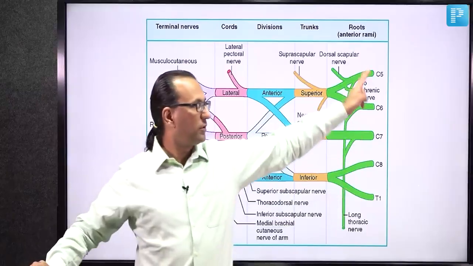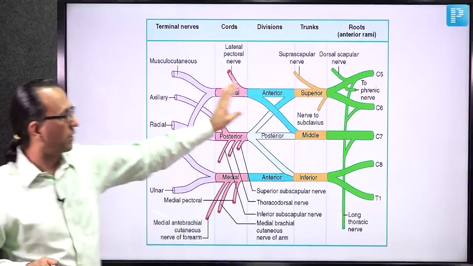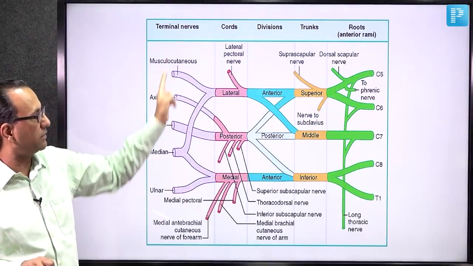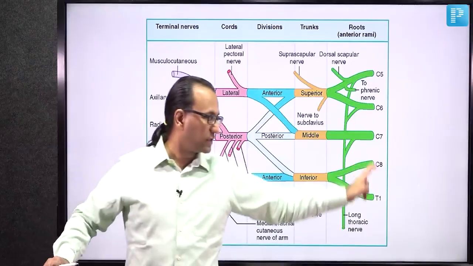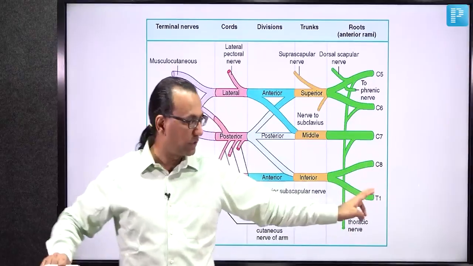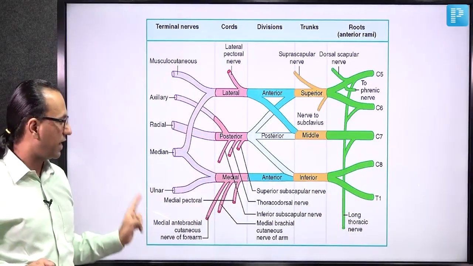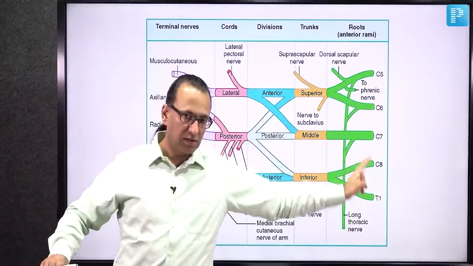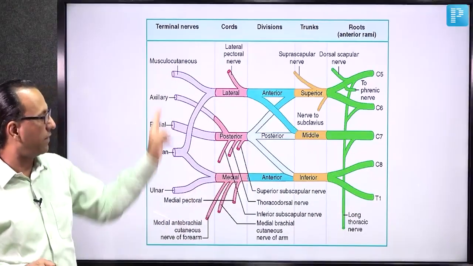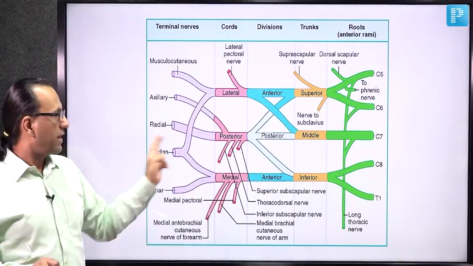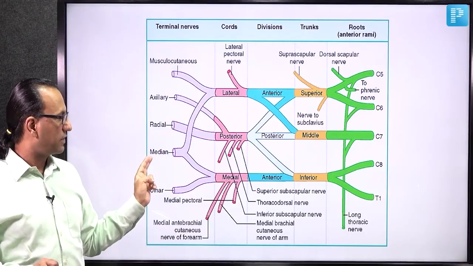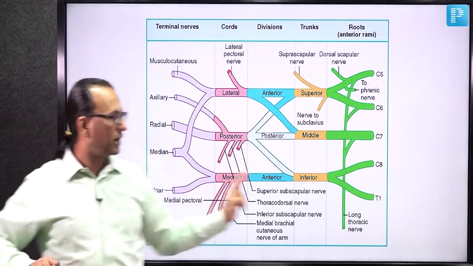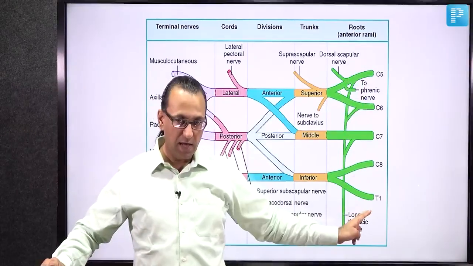When it is the proximal root value C5, 6, it will go into some proximal nerves like the musculocutaneous and axillary nerve, and the distal root value C8, T1 will be going to the distal nerves like the ulnar nerve, which has root value C8, T1. But there are some nerves which can have all the 5 root values. For example, the radial nerve is one and median nerve is the other. They have all the 5 root values of brachial plexus, which is C5, 6, 7, 8 as well as T1.